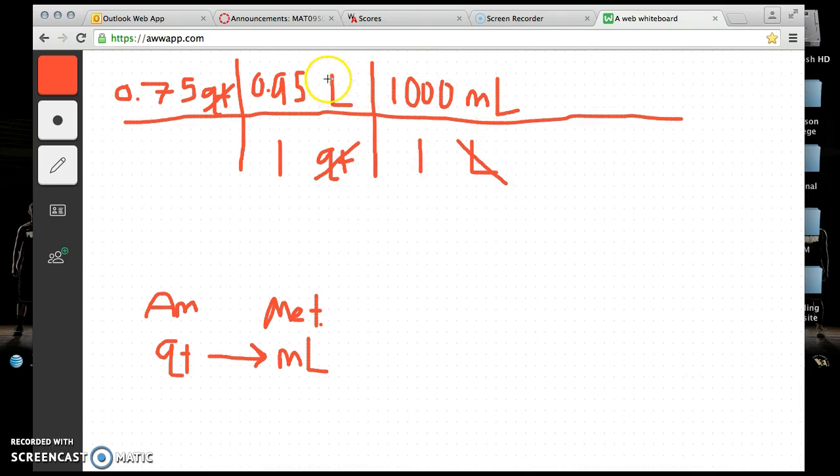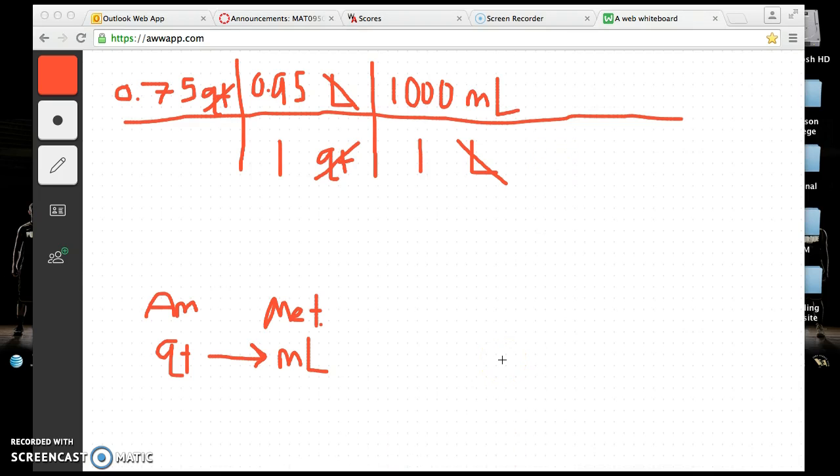So the liters here cancel each other out. And notice that we are left with the units that we were trying to get to, which is milliliters, right? We started with quarts. We were able to cancel quarts out using this conversion, and that got us to liters, and we were then able to cancel our liters out using this conversion, and now we're left with milliliters. So basically what we're going to do here is multiply these numbers on the top of the fence straight across, and that is going to give us our answer.